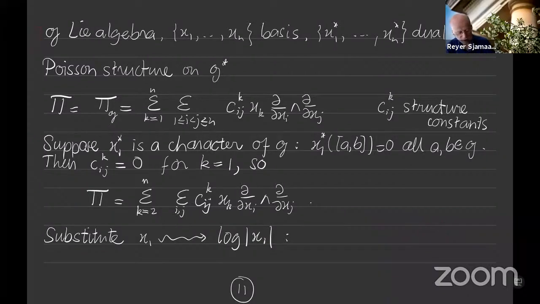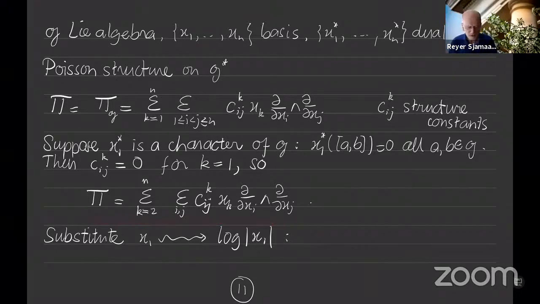As we know, g star has a canonical Poisson structure written in terms of a basis by the structure constants, and it's linear. Now, let me suppose that this basis is such that this first dual basis vector here is a character of g. So it annihilates all Lie brackets. Then that is going to mean that certain of the structure constants vanish, namely all the structure constants c_ij^k for k equal to 1. So your Poisson structure really only involves these terms.